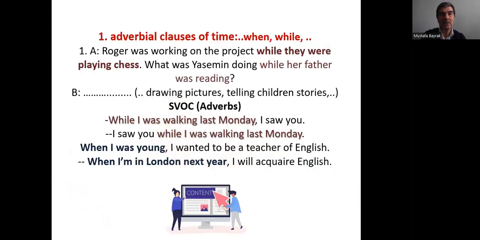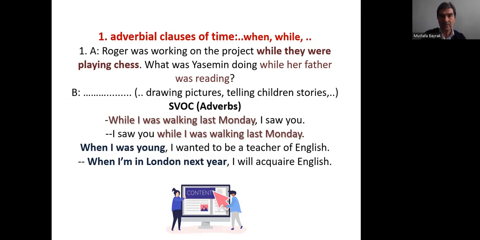Now, dialogue one about the adverbial clause of time, when and while. Dialogue one. Roger was working on the project while they were playing chess. What was Yasemin doing while her father was reading? Yasemin was drawing pictures while her father was reading. Or Yasemin was telling the children stories while her father was reading.